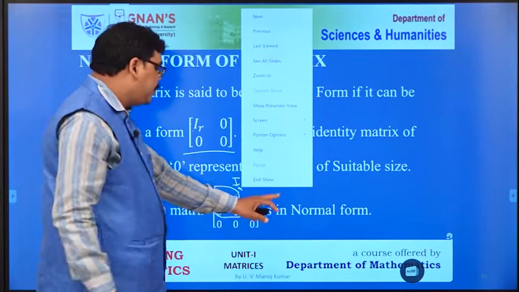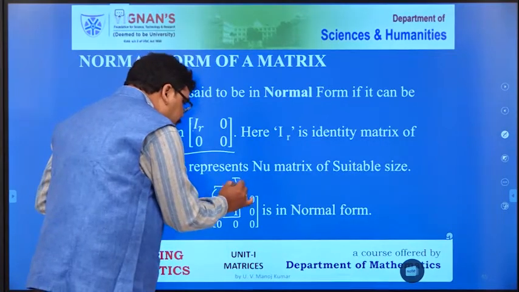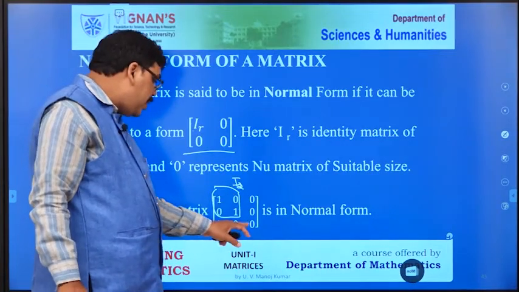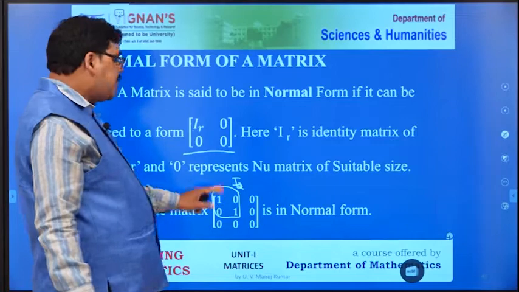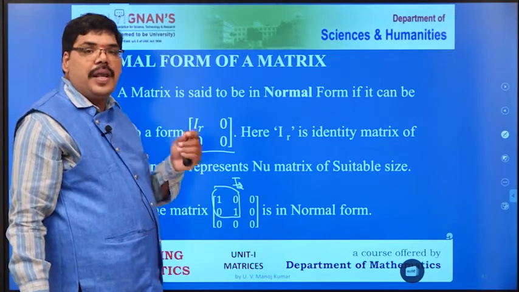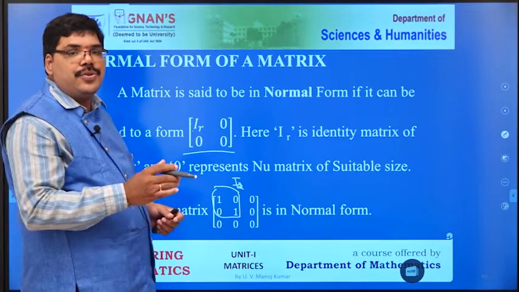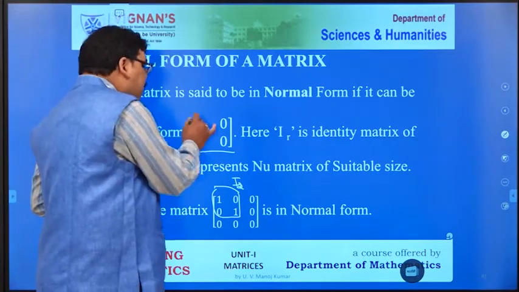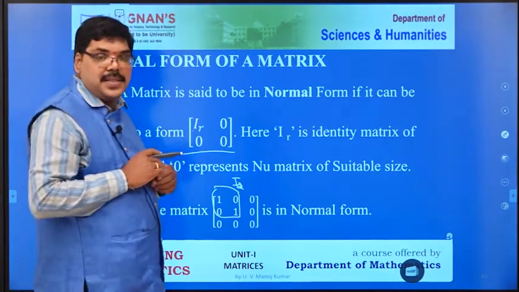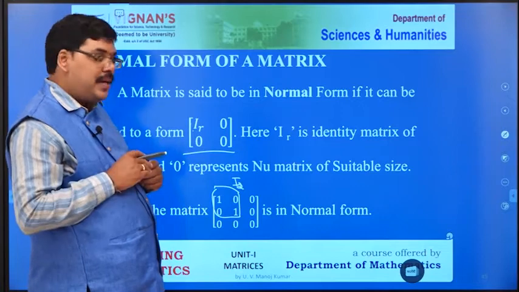I2. This part is I2 and all the remaining are zeros. So, this is in normal form. If you are able to reduce a given matrix into this form, IR 0, 0, 0, so there should be an identity matrix and all remaining elements should be zeros. If you are able to reduce the given matrix like this, then this is said to be the normal form of the given matrix.